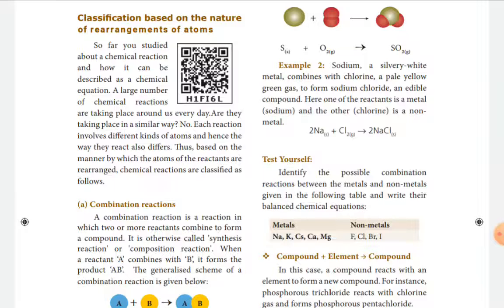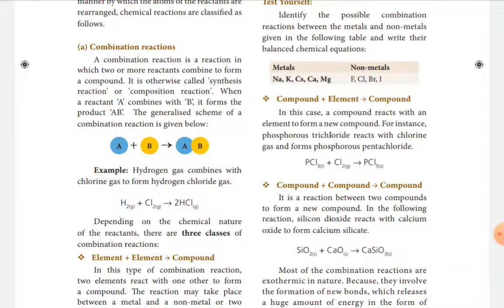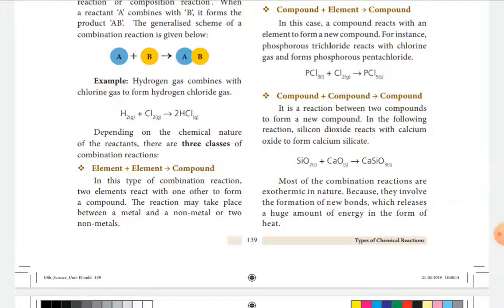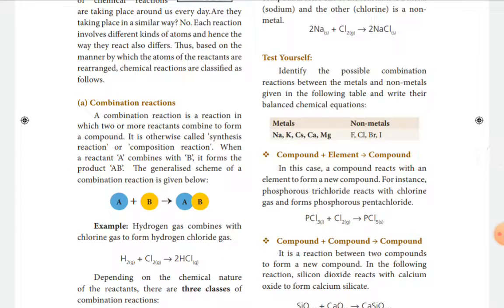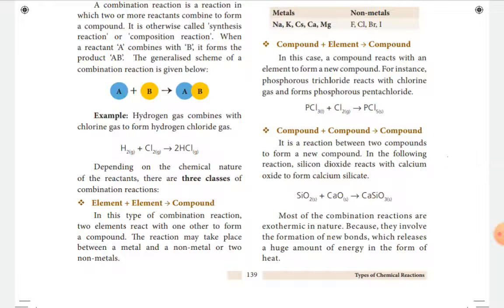Combination reaction. Combination reaction is a simple type of reaction. Two or more reactants combine to form a single product. That is combination, and in combination there are three types. Element combined with element to give a compound, like sodium plus chlorine gives sodium chloride. Then compound plus element gives compound: phosphorus trichloride and chlorine give phosphorus pentachloride. Then compound plus compound gives compound: silicon dioxide plus calcium oxide gives calcium silicate.